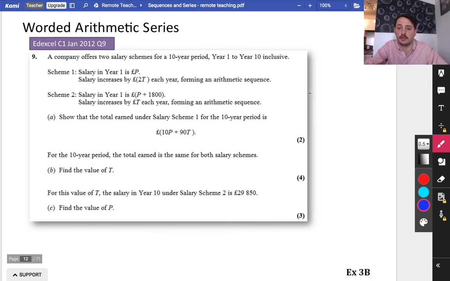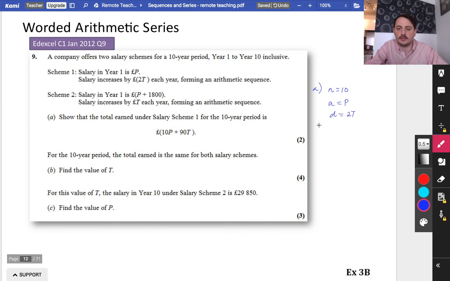It says, show that the total earned under salary scheme 1 for the 10-year period is 10p plus 90t pounds. So all it wants us to do for part A of the question is literally for scheme 1 just to find out the sum of the first 10 years. So we know that n is equal to 10, we know that the starting amount of money in scheme 1 is p, and we know that the common difference is 2t.